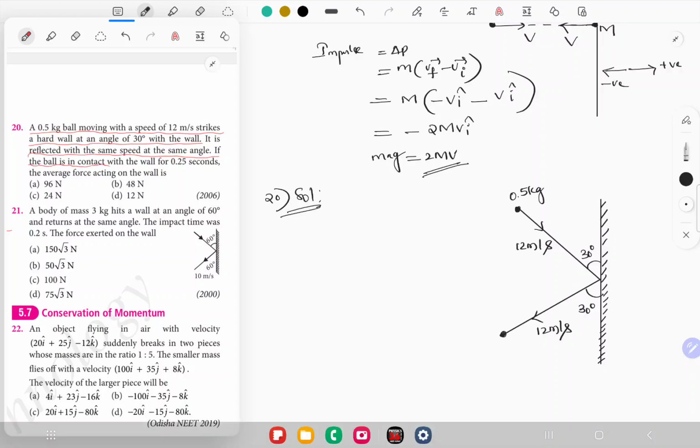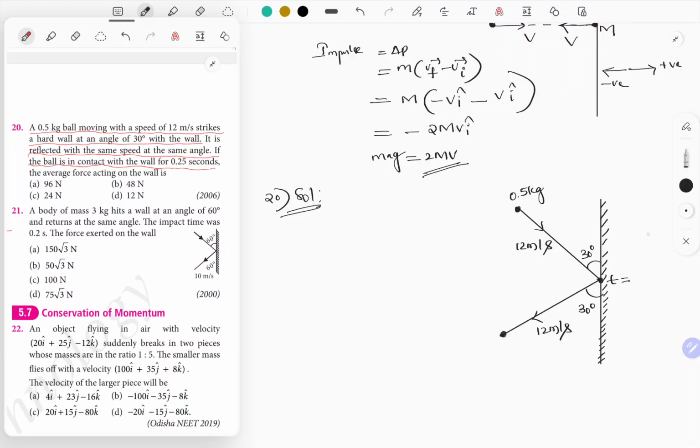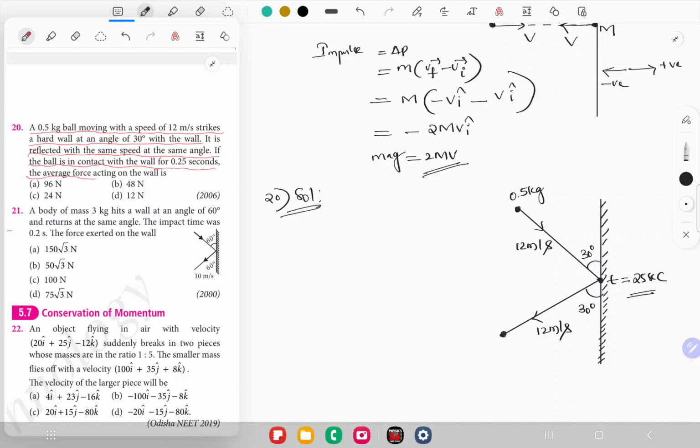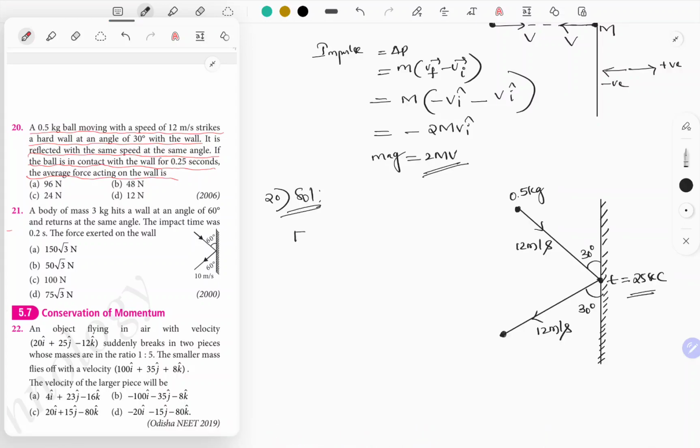If the ball is in contact with the wall for 0.25 seconds, so the time of contact of the ball with the surface is 0.25 second. What's the question they're asking? The average force acting on the wall. So average force is equal to change in momentum by change in time. Change in momentum is mass into final velocity minus initial velocity, divided by time. Now I have to find the initial velocity and final velocity.